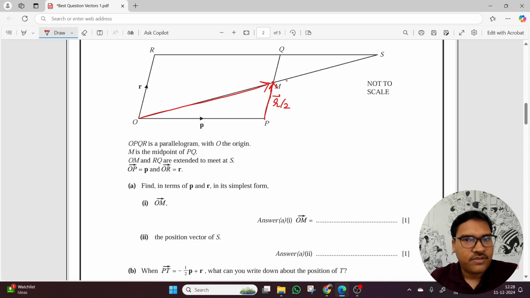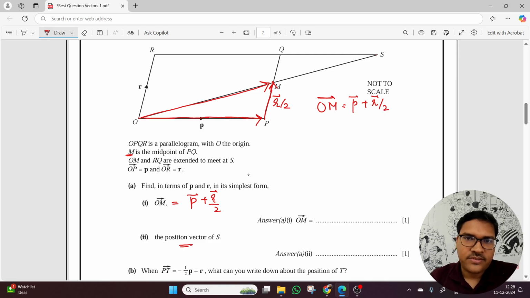I hope this point is clear. Why is this half? Because M is the midpoint. It is given in the question. Now, we know this is P vector. So you can easily write what is OM vector. OM vector will be equal to P vector plus R vector by 2. So the first answer is P plus R divided by 2.